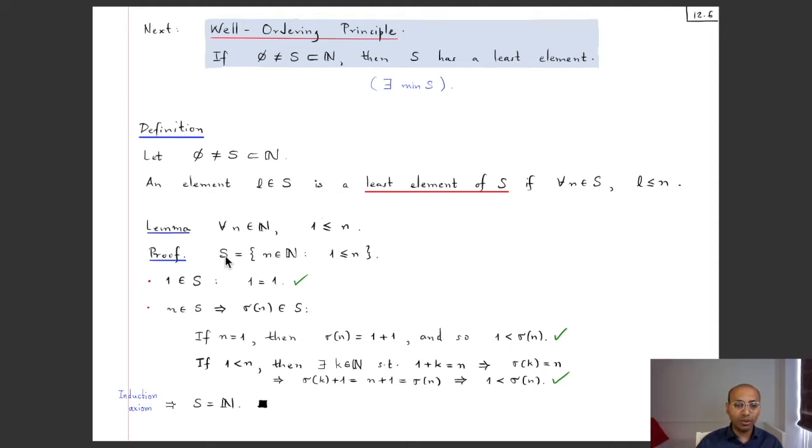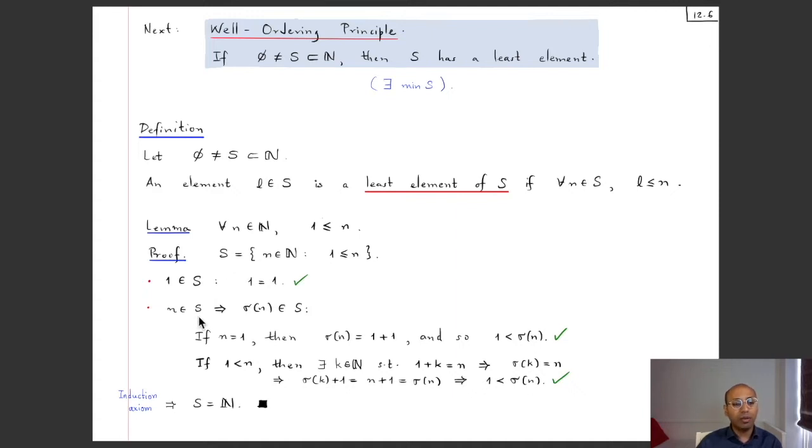Now, if we manage to show that this S is the whole set of natural numbers, then we would be proving exactly the claim in this lemma. So that's the plan, to show that this S is the whole set of natural numbers, and to do that we will use the induction axiom. So we'll show that 1 belongs to S, and whenever n belongs to S, also its successor belongs to S. Now the fact that 1 belongs to S is obvious because 1 is equal to 1, so it's of course less than or equal to 1 also, and so 1 belongs to S.